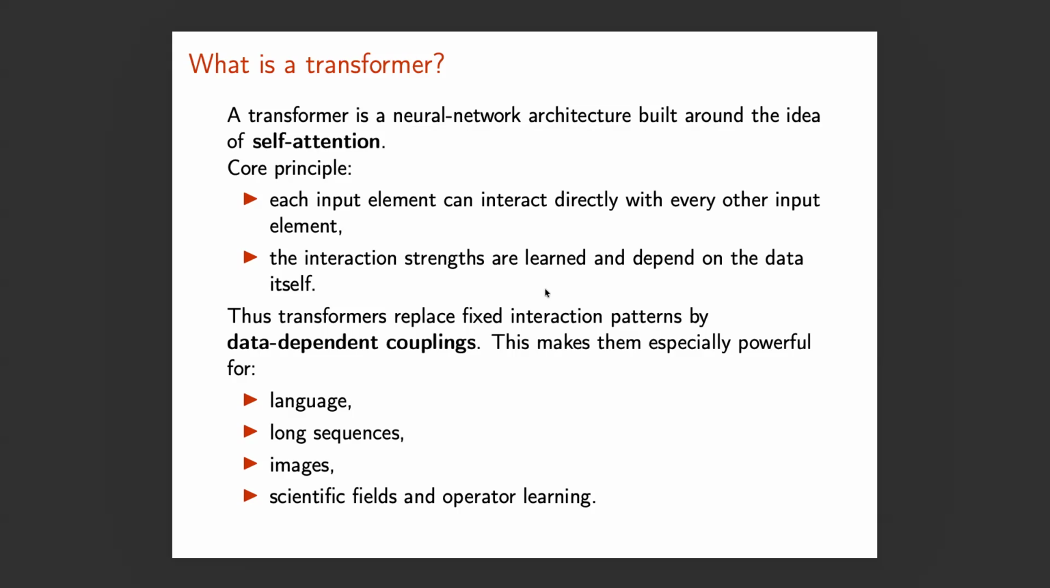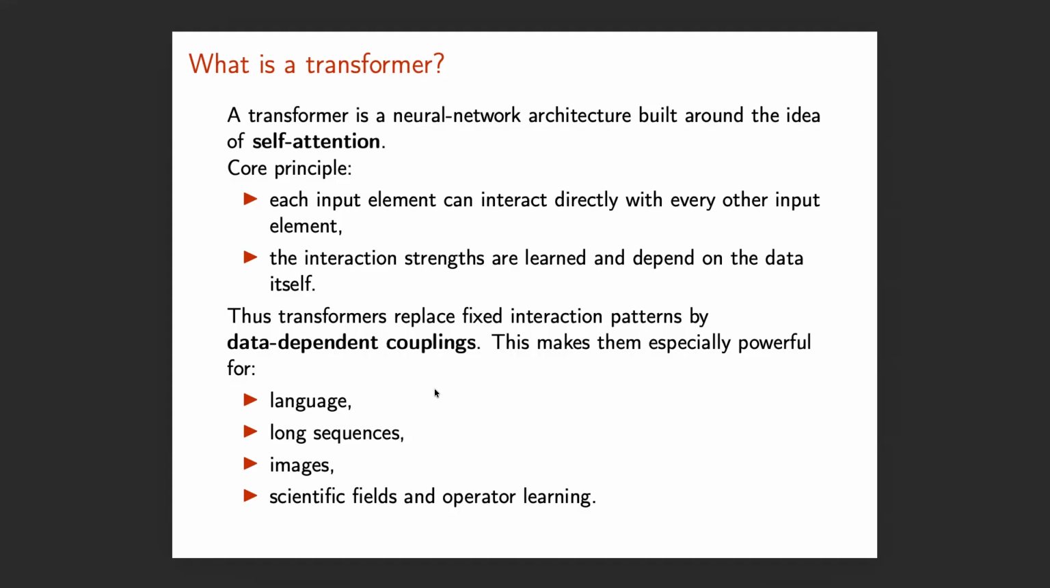In the case of the Ising model, you would typically feed in some early data on the energies of the system, depending on the spin values. And from that, you can extract this coupling coefficient. If you have gravitational force data, you would plug in the positions and the velocities of the different planets, and from that, you could extract the gravitational force. So that means that the interaction strengths are learned and depend on the data itself. Transformers then replace fixed interaction patterns by data-dependent couplings.